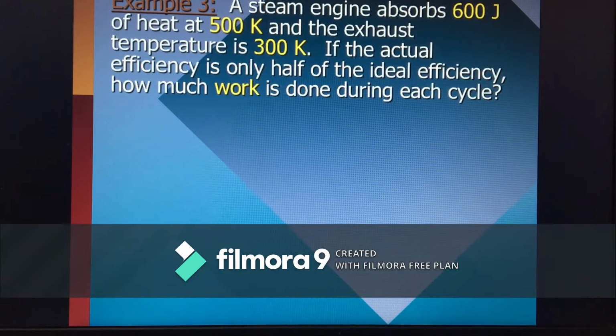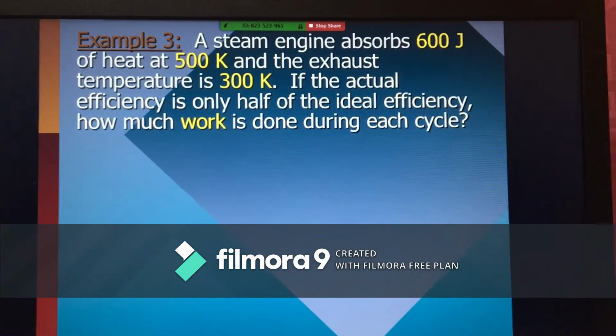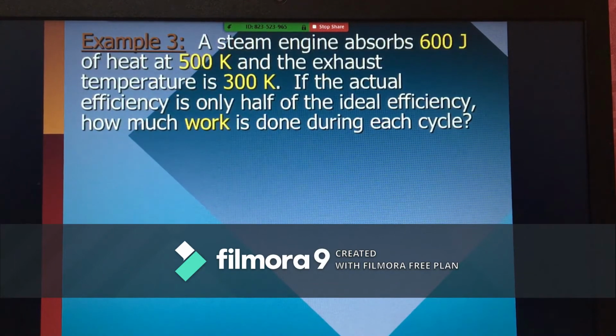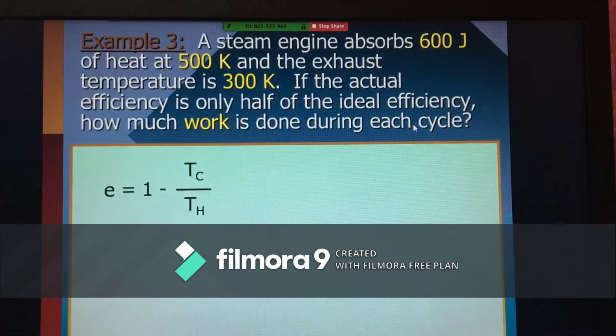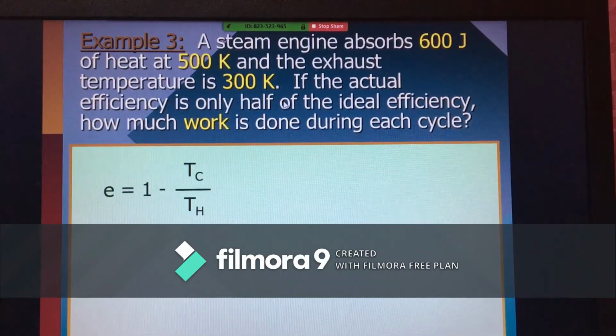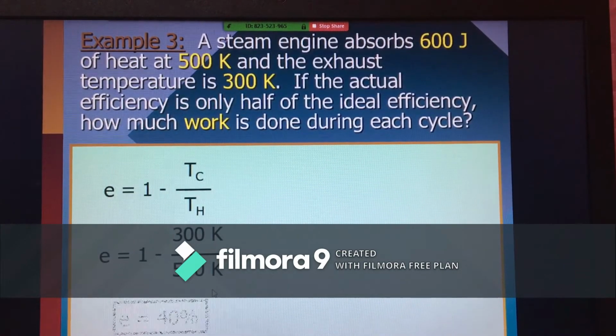Now, for example, this is our example number 3. A steam engine absorbs 600. If the actual efficiency is only half of the ideal efficiency, how much work is done during each cycle? Okay, so the solution, again, we will use this formula. Now, it talks about ideal efficiency, so we will use the Carnot engine. So ito yung efficiency formula. Okay, substituting the givens. So we got efficiency 40%.